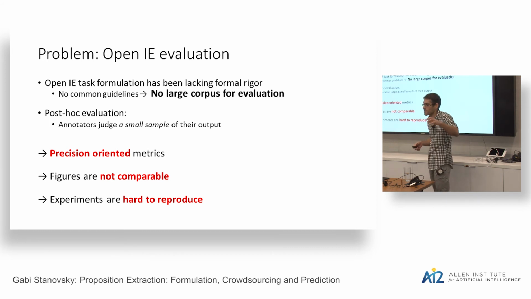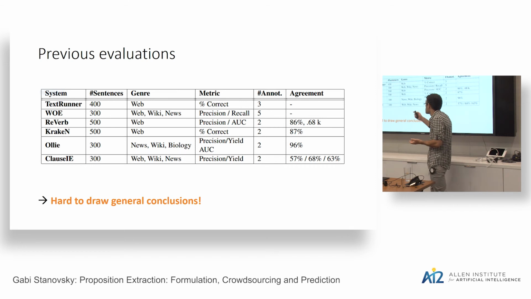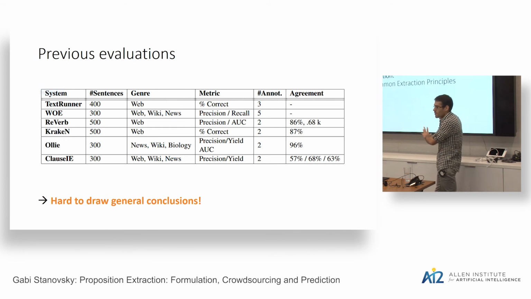You can't know what you missed. You can't know what extractions are not there if you mark your own extractions. The numbers themselves are not comparable between systems because you have different people annotating different extractions every time. And the experiments are harder to reproduce overall. And this is just a sample of previous work. So we have different numbers of sentences, different genres, different metrics, different numbers of annotators, and different agreement metrics. So overall, it's very hard to say that ClausIE is the best OpenIE system, for example, or that OLLIE is the best one. So this is the problem that we're trying to deal with.